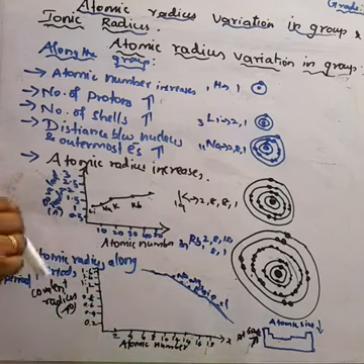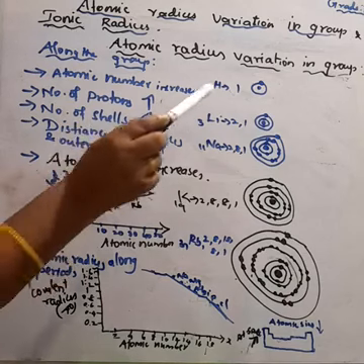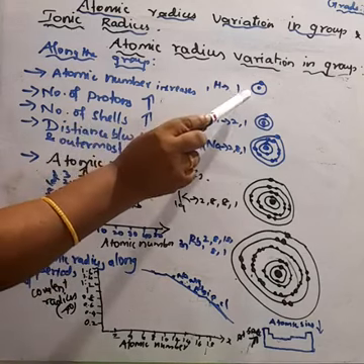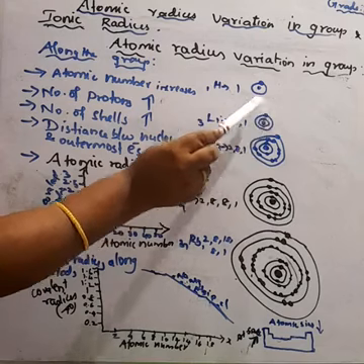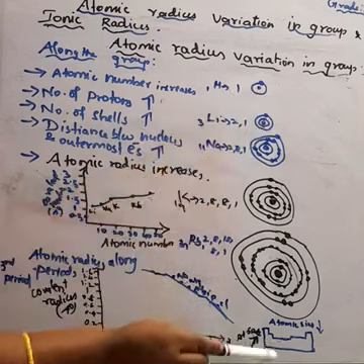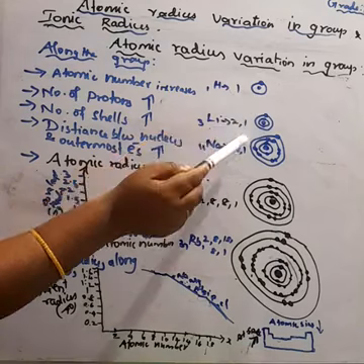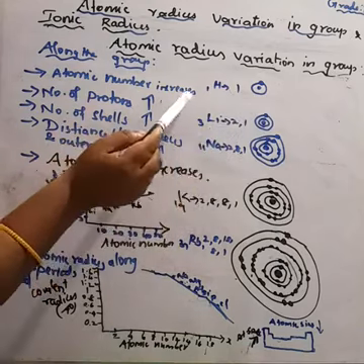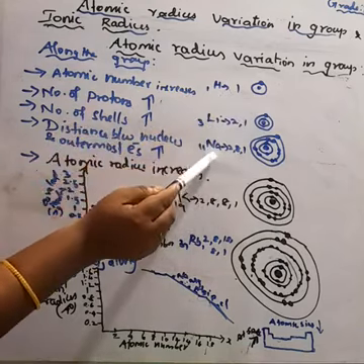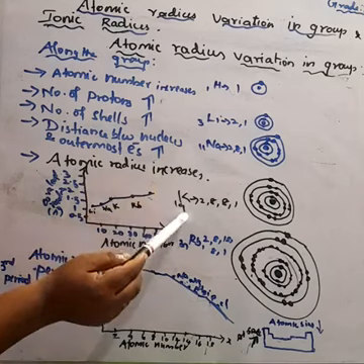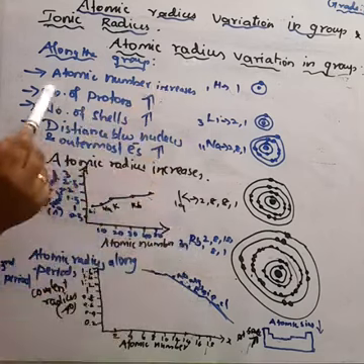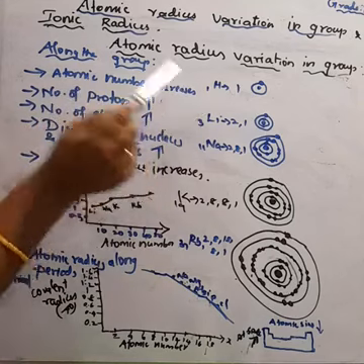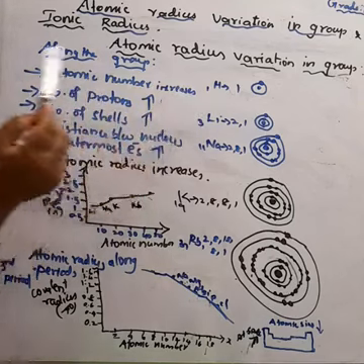The first group elements, you see the atomic radius increases. How does the atomic radius increase? Because the atomic number increases. Hydrogen atomic number 1, lithium 3, sodium 11, potassium 19. When we are moving from top to bottom, atomic number increases for all the elements.